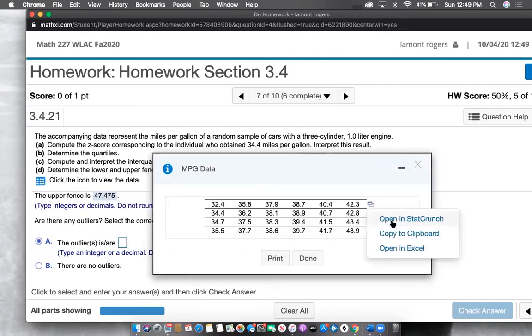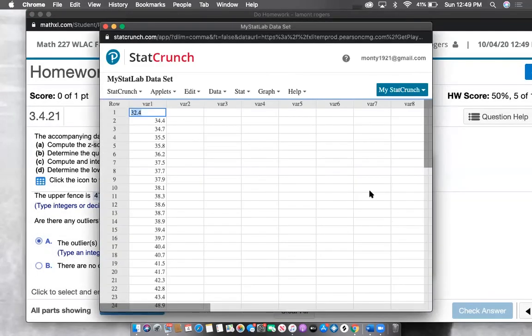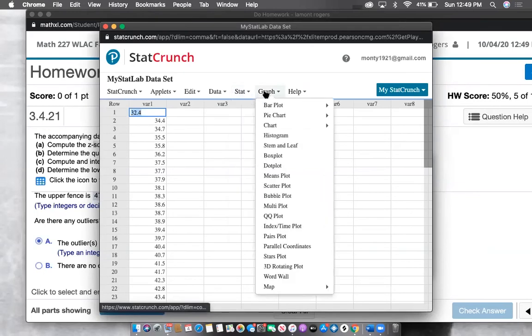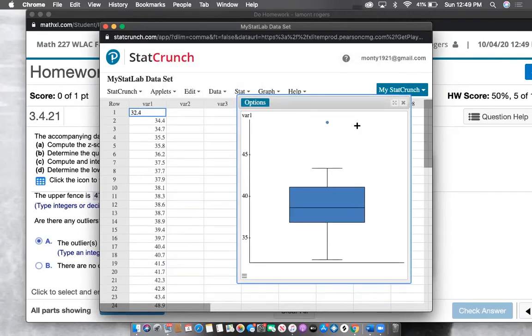Let's see, what's a good one? Open it. There's a couple things you can do. You can put the data in order and then check, is the data in order? It is in order. The data is already in order. But the best trick is to make a box plot of the data. Just click variable 1, press compute, and it'll tell you if there's an outlier, because there'll be a star.